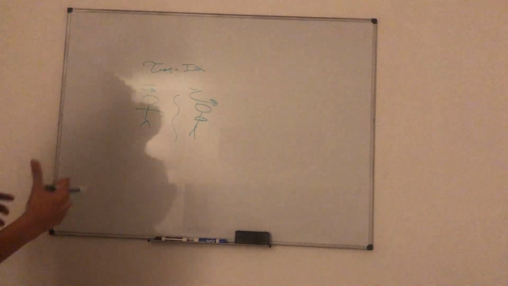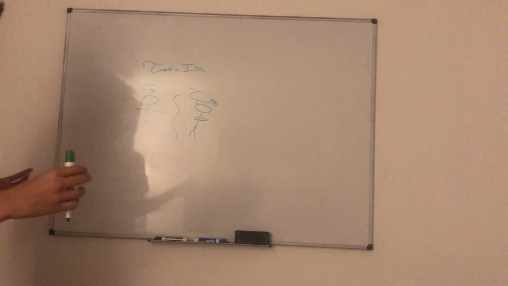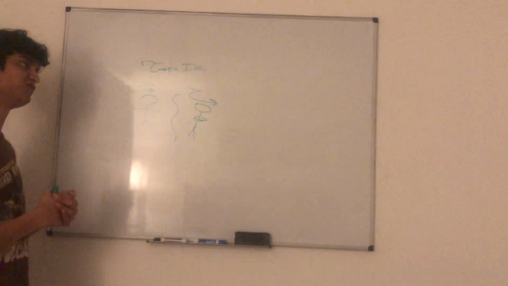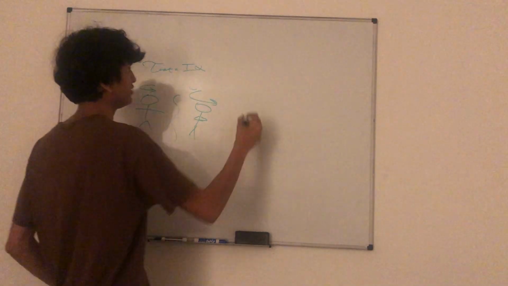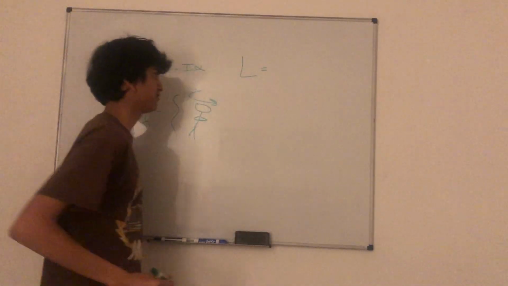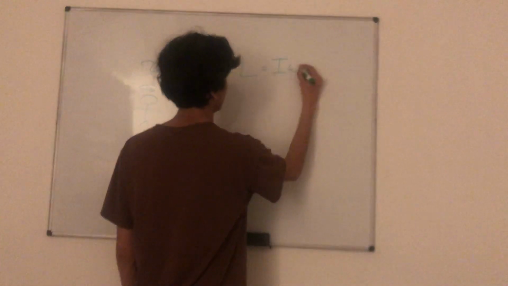So this introduces the idea of angular momentum. Angular momentum, just like linear momentum, is how much rotational oomph an object has. L is the variable for angular momentum. It's defined as the rotational inertia of the spinning object times its rotational velocity.